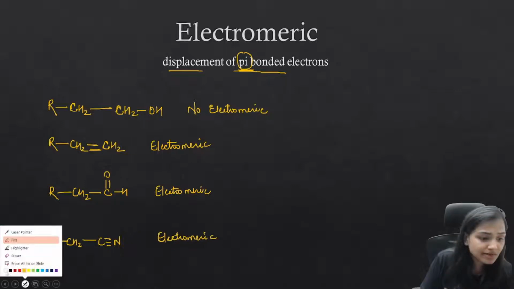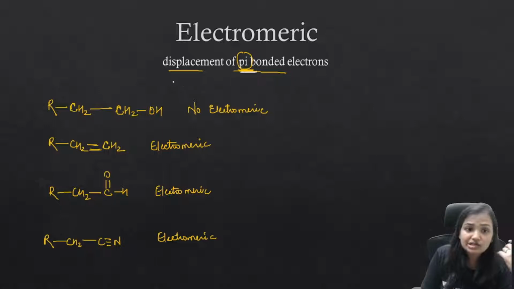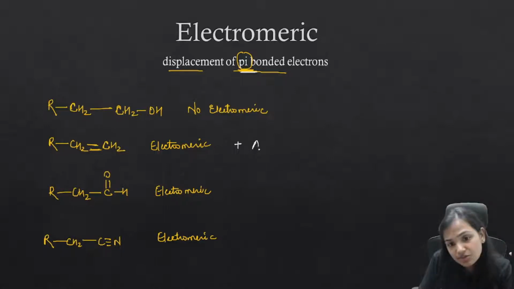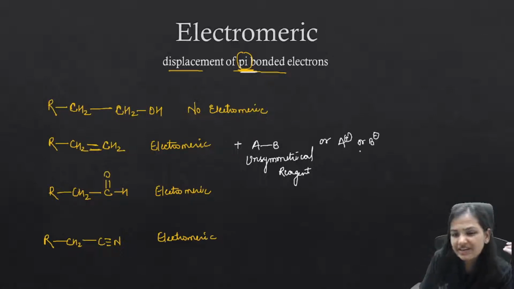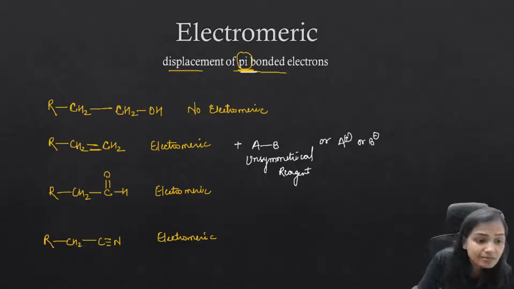Now what do you mean by the electromeric effect? For the electromeric effect, the pi bond is compulsory. Now the displacement of pi bond. So basically what happens, guys, as and when there is a presence of any unsymmetrical reagent, let's say I have taken A and B, which is an unsymmetrical reagent, or you take any kind of ion, or I can say I have taken A positive or B negative, or in the presence of any ion, there will be a displacement of this pi bonded electron, either on this side or on that side.